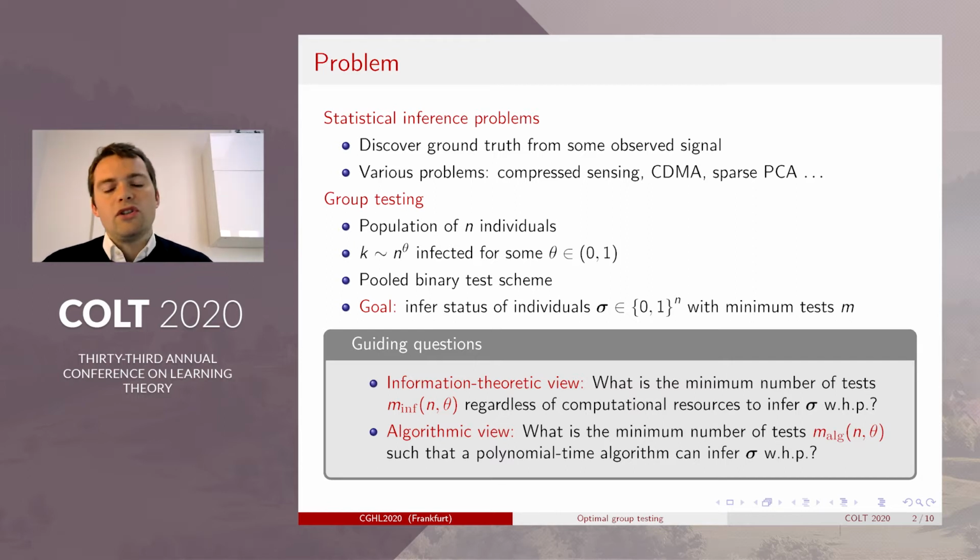There are two guiding questions in group testing which also occur for many other statistical inference problems. First, the information theoretic view, which asks for the minimum number of tests, regardless of computational resources, to infer sigma with high probability. And second, the algorithmic view, which asks for the minimum number of tests such that a polynomial time algorithm can infer sigma with high probability.